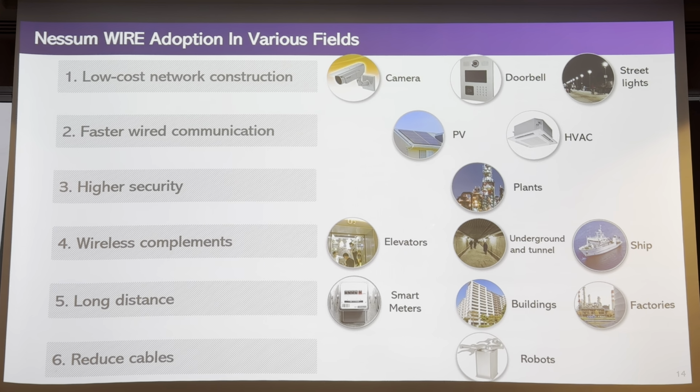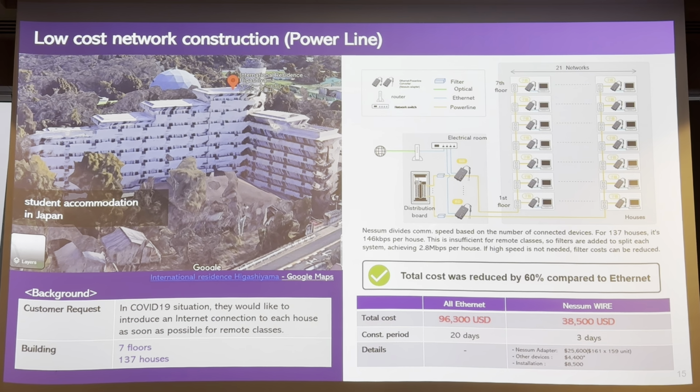As Mitch already introduced the 6 strengths of Nessum, from now I would like to introduce 8 actual use cases, always examples of Nessum strengths at work. The first example is low-cost internet network construction using power line.